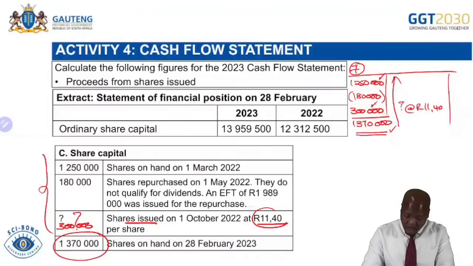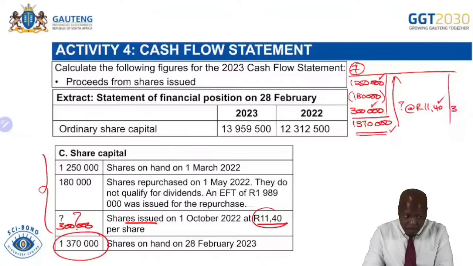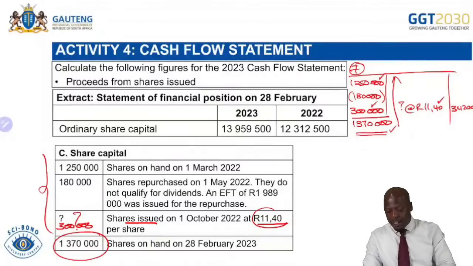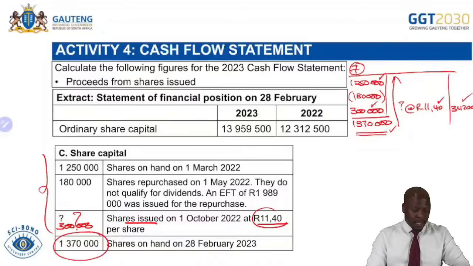So we say 300,000 multiplied by 11 Rand 40. That will give you 3,420,000. So this was one of the ways of getting this. And I would consider this to be one of the easiest ways that you could have used to get these proceeds from issue of shares.